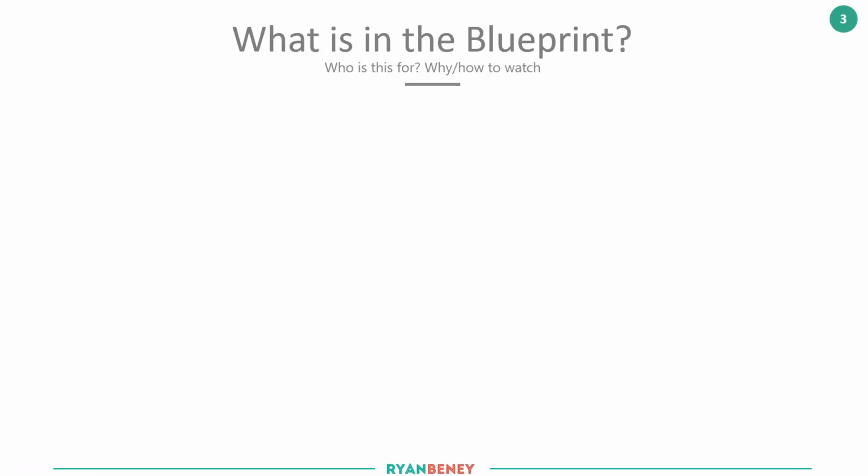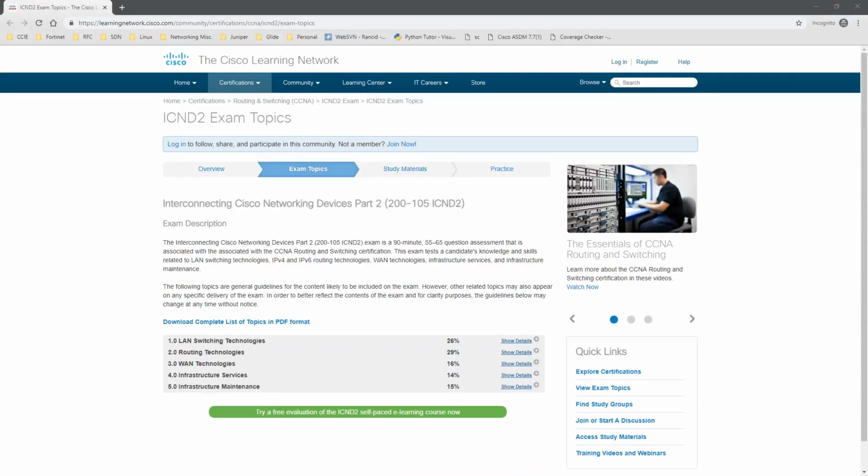So what we're going to do now is just jump into the blueprint and have a high level look at what we've got coming up, and maybe have a discussion about some of the stuff that's already been covered in the CCENT. To find the actual blueprint, go to your favorite search engine and type in ICND2 exam topics, blueprint, or just type in the exam code and you'll somehow get to this page.